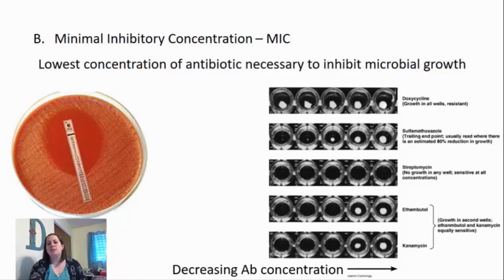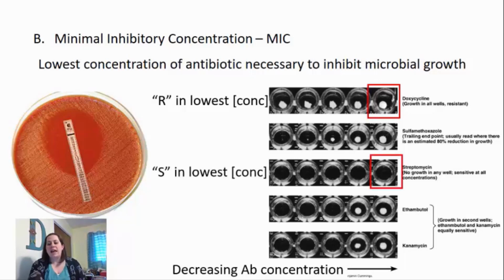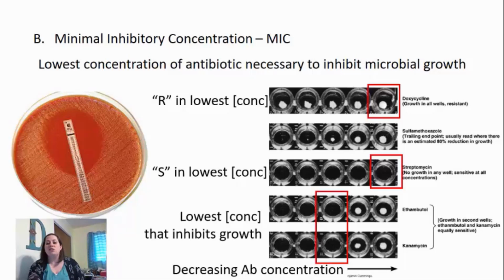Up here at the first level, we would see that these are resistant to this particular antibiotic because the growth is in all of the wells that are present there. We see in this case that this one is susceptible to the antibiotic even in its lowest concentration, because at the lowest concentration we see that there's still no growth present. And then over here we can see that this is the lowest concentration that will inhibit growth. If you go any lower, the bacteria will still grow. This helps us set those standards of those levels for the antibiotics.